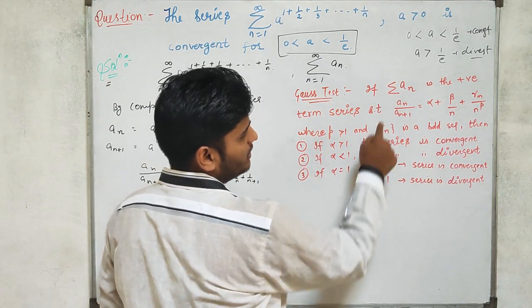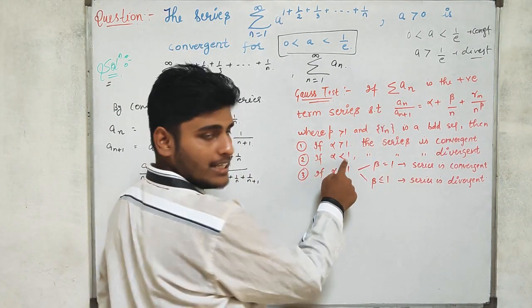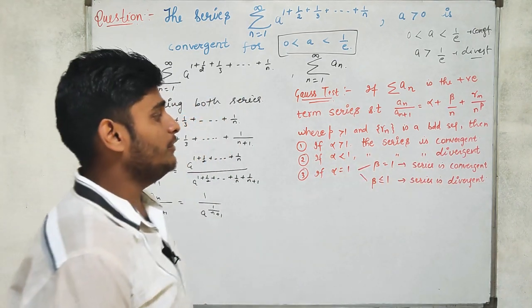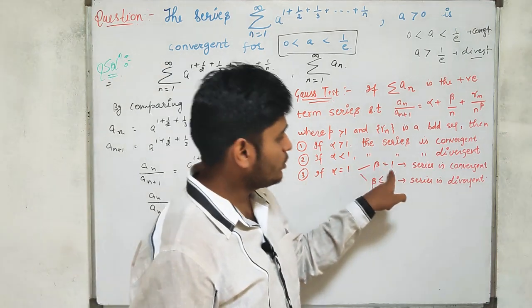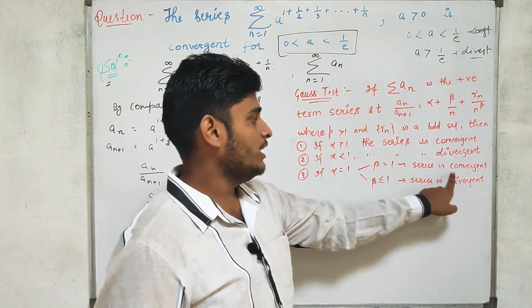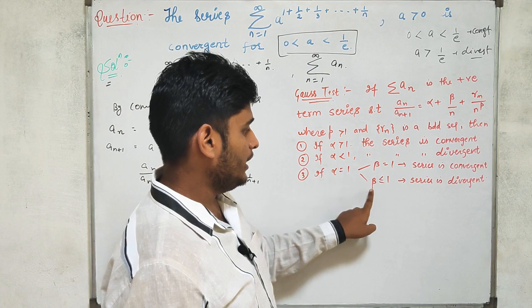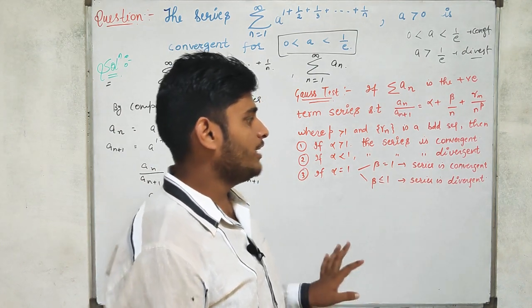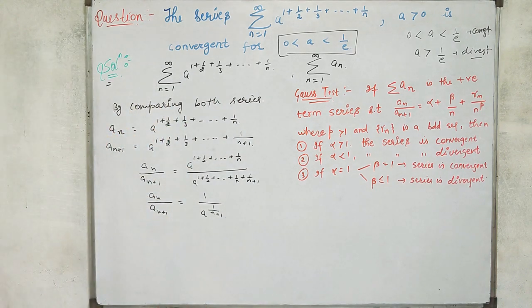If alpha is greater than 1, then the given series is convergent. If alpha is less than 1, then the series is divergent. And if alpha is equal to 1, then we have two cases. If beta is greater than 1, then the series is convergent. And if alpha is equal to 1 and beta is less than or equal to 1, then the series is divergent. Okay, so this is the case.